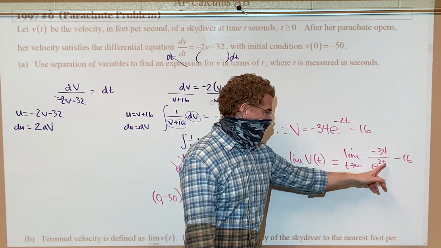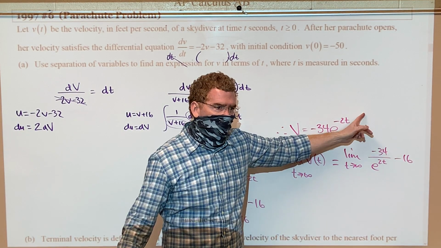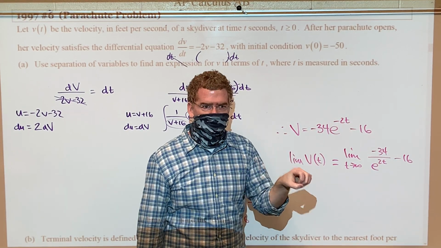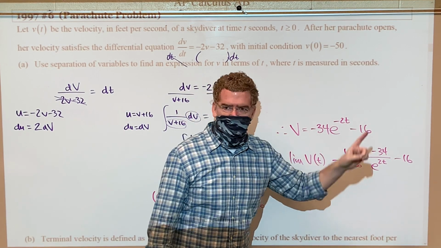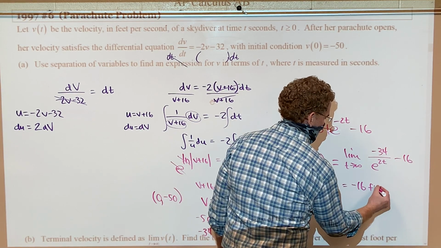What happens when I plug an infinity in there? What is the bottom doing? It approaches infinity, it's getting massive. What's the top doing? Fixed. What's the fraction doing? Approaching 0, right? So what's my velocity at infinity? Negative 16. Which means what? That's terminal velocity.